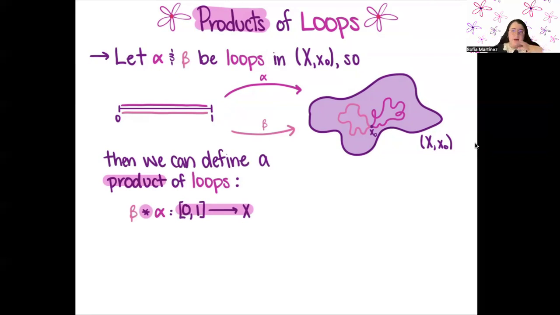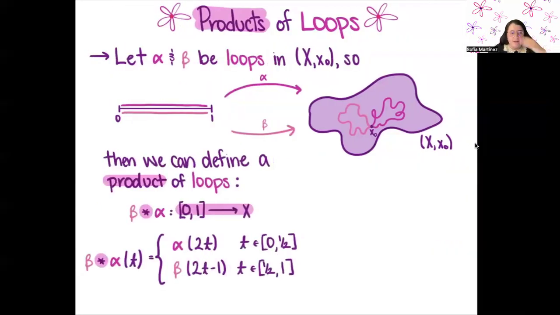And this is the way we do it. I can say, okay, well, they both start and end at the same place, namely x naught, right? And what if I do alpha twice as fast, right? This is the time thing I was referring to earlier. What if I do alpha very quickly in the first half of the interval, and then I do beta? Well, that's a loop that starts and ends at the same place, right? Because alpha and beta started at the same place.